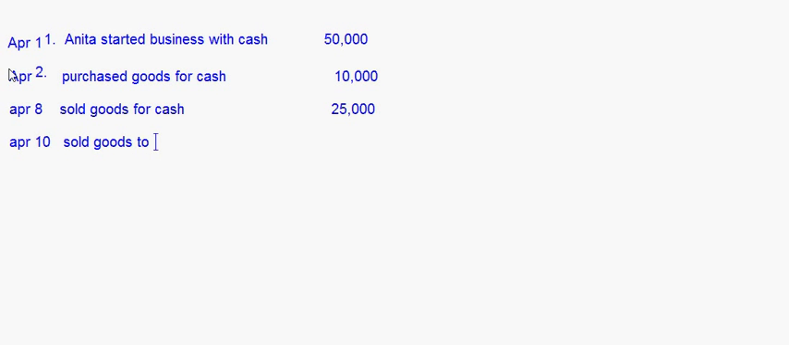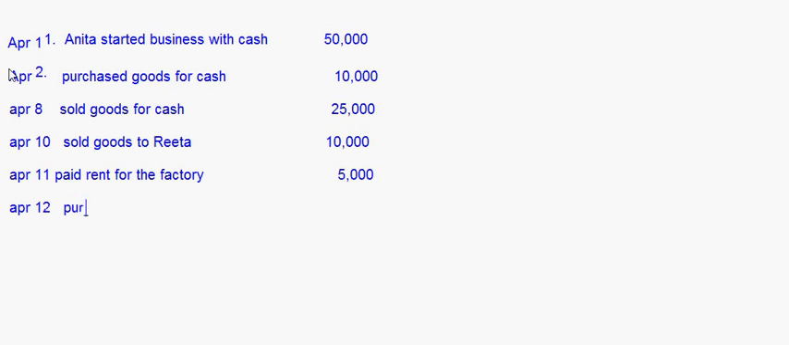Sold goods to Rita, 10,000. Okay. Paid rent for the factory, 5,000. Purchased machinery for cash, 15,000, right?